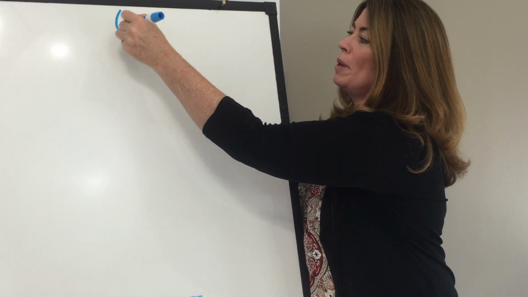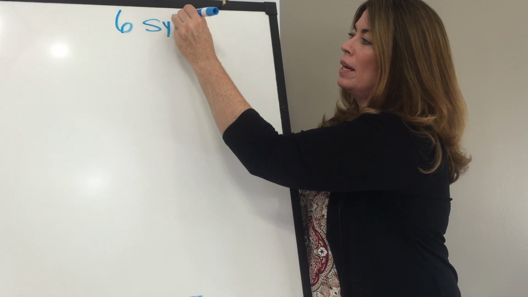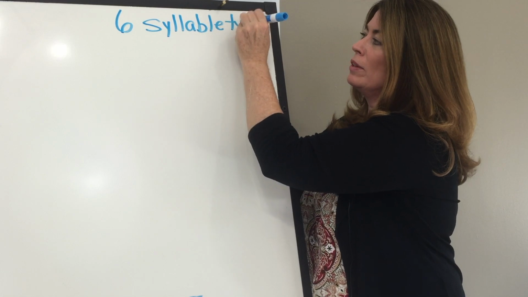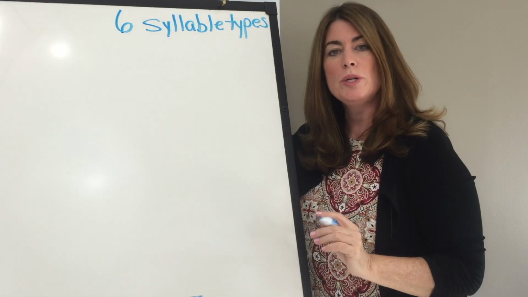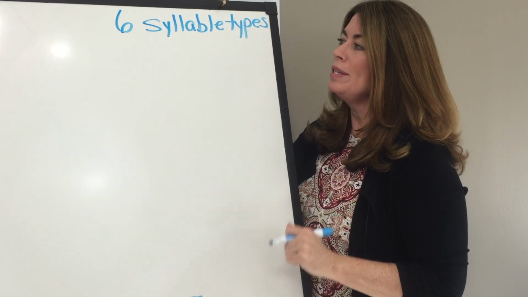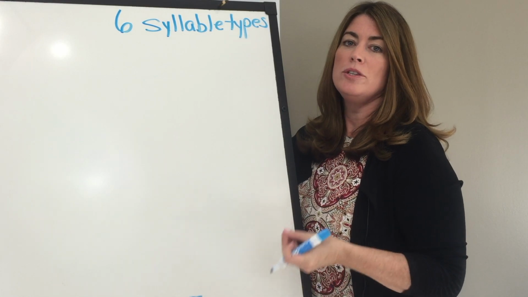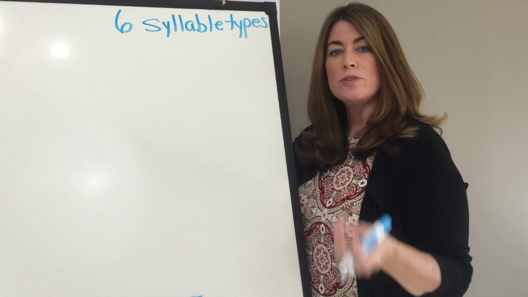Okay, so we're going to talk about the 6 syllable types, and I think syllable types are actually so amazing. I didn't learn them until I was an adult, and I really wish I had learned them when I was a kid. So these syllable types help kids who are not natural readers to have a system to go through to be able to figure out what the vowels are saying in words.